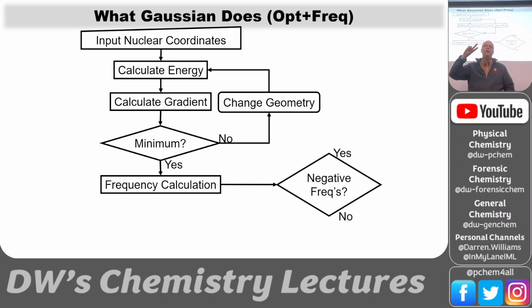So it's actually two calculations, an optimization and a frequency calculation. Do the frequency calculation. There are such things as global minima and local minima. So let's say, I don't really want to stand on the stool, but I think I will.